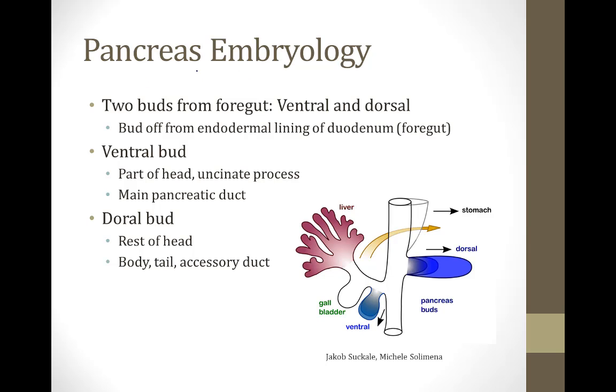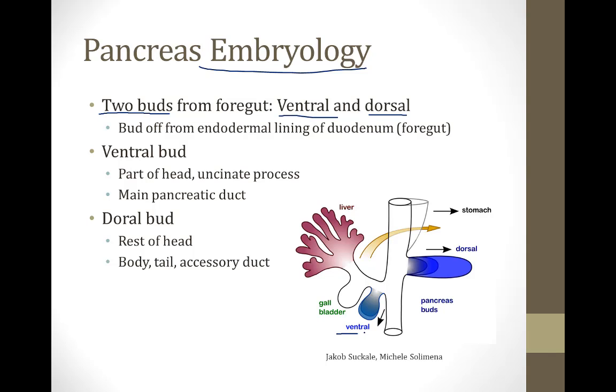The pancreas has unusual embryology within the GI tract because it forms from 2 buds off the foregut instead of 1. Most structures like the gallbladder and the stomach are a single bud off the foregut, but for the pancreas there are 2 buds. One is ventral and one is dorsal. Ventral means towards the front of the fetus, dorsal means towards the back, and this is shown in this picture here.